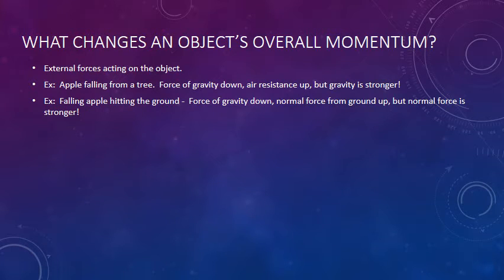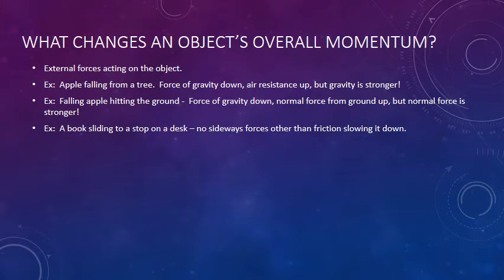Second example, when that falling object hits the ground. We still have the force of gravity down on that object, but now we have a different force acting upwards. It's the normal force that's acting from the ground pushing upwards. And in this case, the normal force is actually stronger, which causes that apple's momentum to have an upwards or positive change in momentum, which is what actually brings it to a stop.